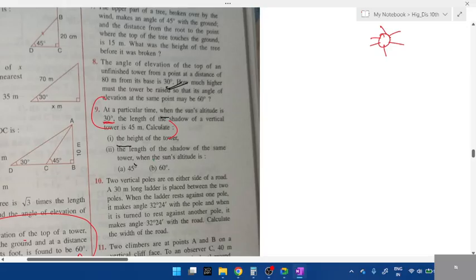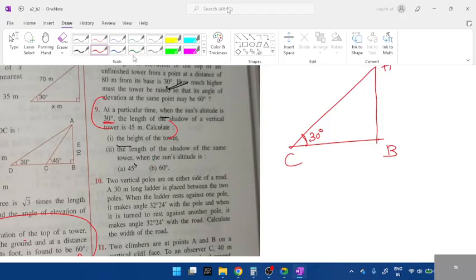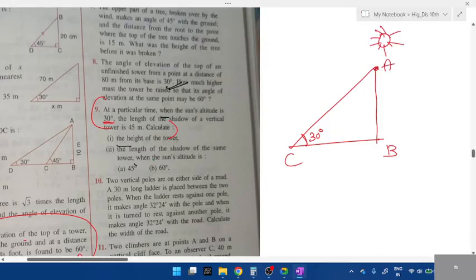Only one. So what did I tell you all? Any question, first draw a right angle. Even if you don't understand the question, that is fine. First draw a right angle, students. Whatever angle is given, take it at the bottom. And name the triangle as ABC. Clear? At a particular time when the sun's altitude is 30 degrees. Look at the sun on top. The length of the shadow of a vertical tower. So which is the tower here? AB is the tower. First point. Next. The length of the shadow of a vertical tower is 45.